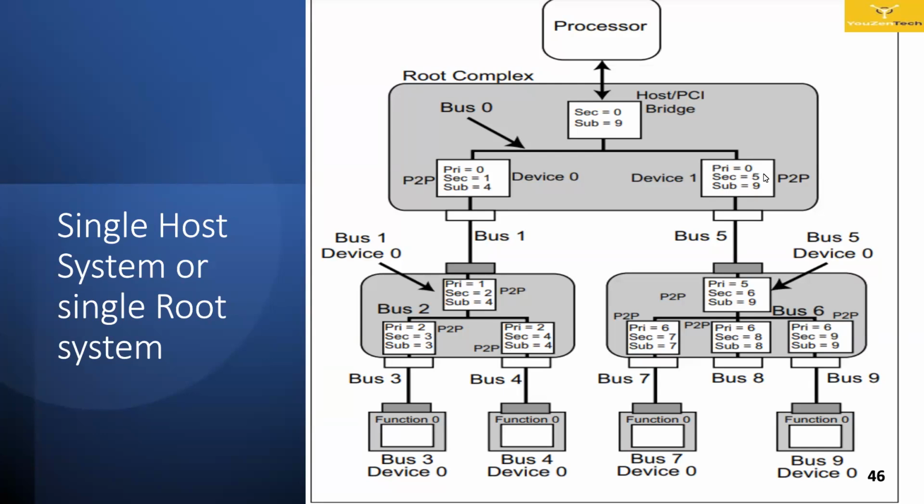Similarly, from this other bridge's point of view, the maximum bus number is 9. So the subordinate bus number is 9, the secondary bus number is 5, and the primary bus number is 0 here. I hope this is clear. If I see from this bridge's point of view, 9 is the maximum it has. Primary is 5, secondary is 6. So this is a single host system, where we have only one processor.